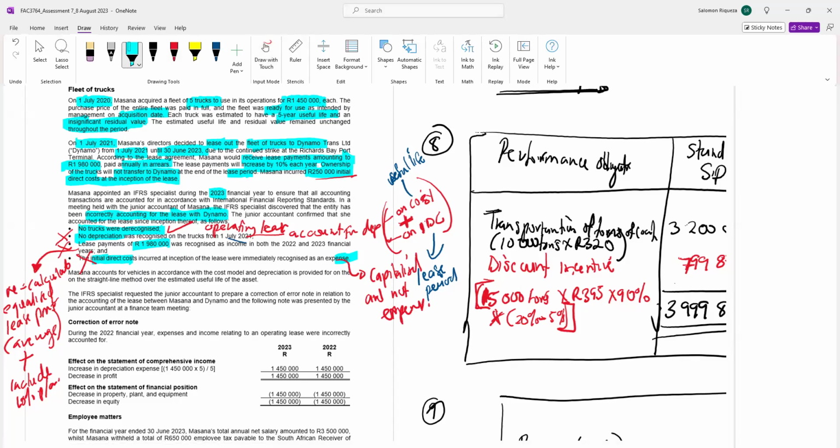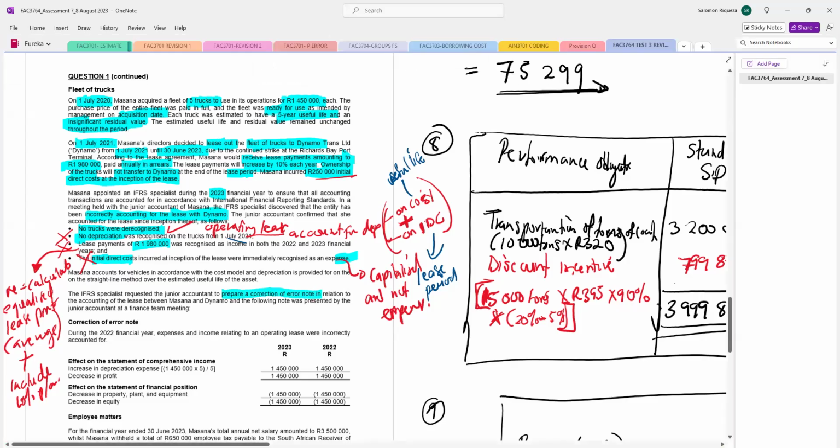Then we go on. Masana accounts for vehicles in accordance with the cost model and depreciation is provided for on the straight line method over the estimated useful life of the assets. The IFRS specialist requested the junior accountant to prepare a correction. So she was told to prepare correction of error notes in relation to the accounting of the lease between Masana and Dynamo, and the following notes were presented by the junior accountant at a finance team meeting. Correction of error notes. All right.